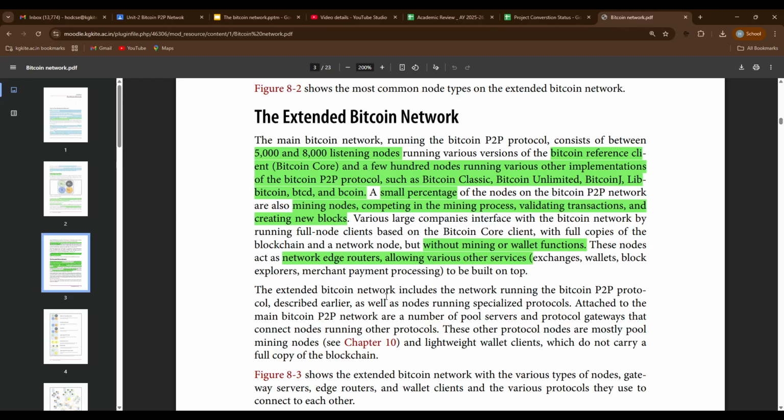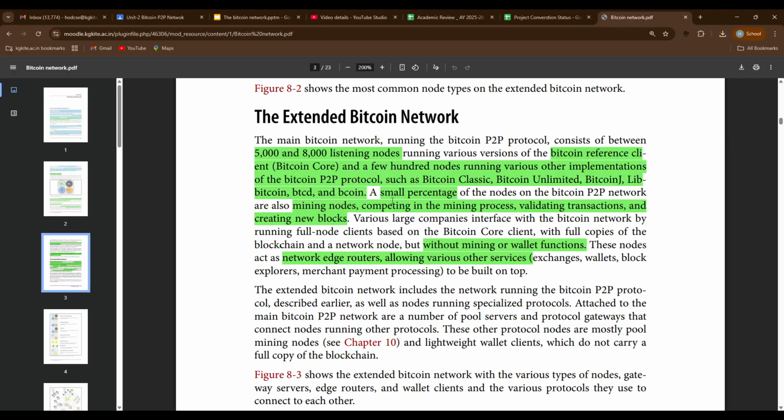So what is meant by this extended Bitcoin network? Whether the whole network runs P2P, or Stratum, or any other protocol, we call it the extended Bitcoin protocol. The main Bitcoin network running this P2P protocol has 5,000 to 8,000 listening nodes. And what are the various versions? The Bitcoin reference client, we call it Bitcoin Core. And there are a few hundred nodes apart from this running various other implementations like Bitcoin Classic, Bitcoin Unlimited, BitcoinJ (the Java version), LibBitcoin, BTCD, Bcoin. These are some versions of the protocols.